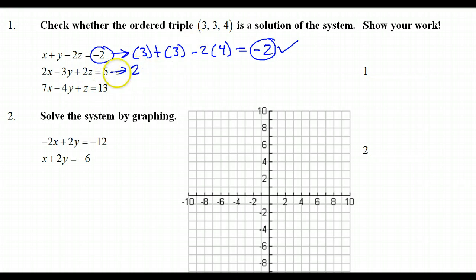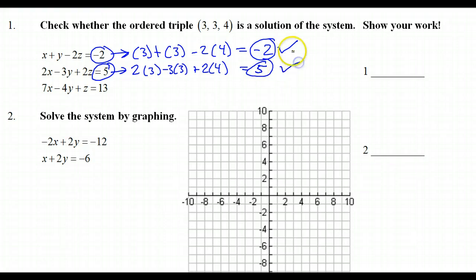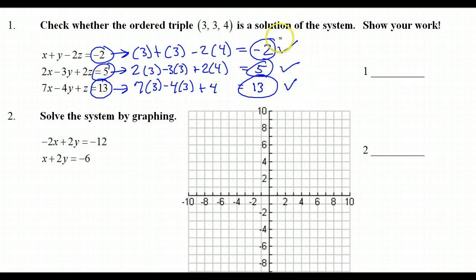So if I have this, then I do get 5. Alright, I had 5, I get 5. That one checks out. So far it's a solution, but we have to check the last one. And if I substitute, I do get 13, and that is the same thing as I had, so that also checks out. Because it works 3 times, then I can say yes, that was a solution. If it failed on even one equation, I would have to say no.